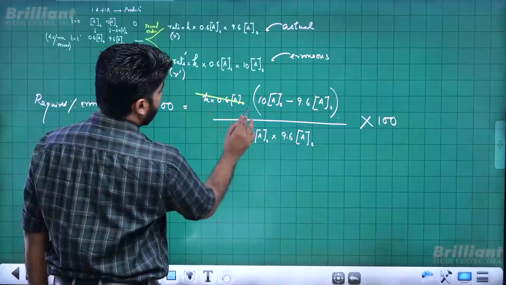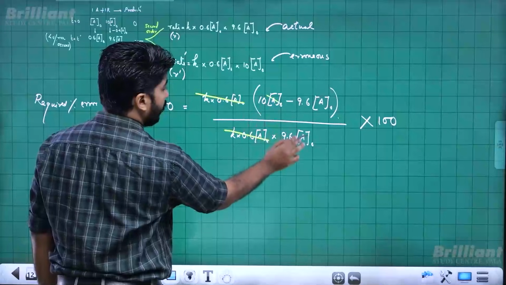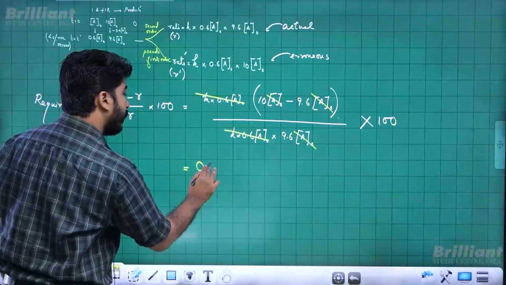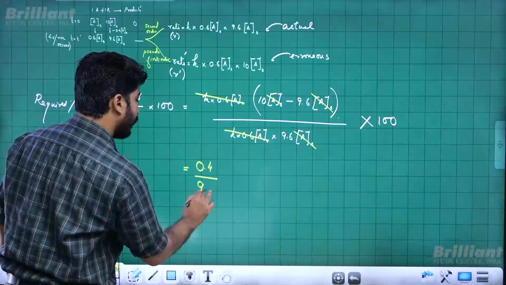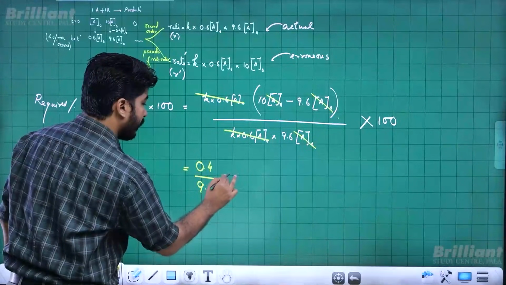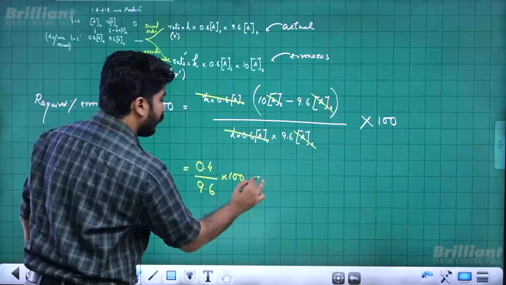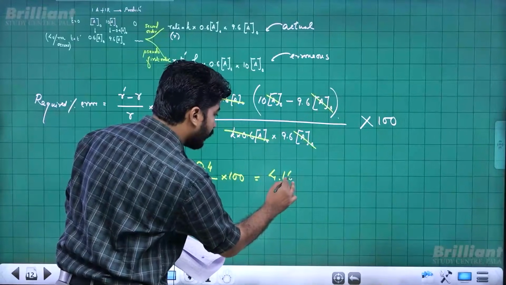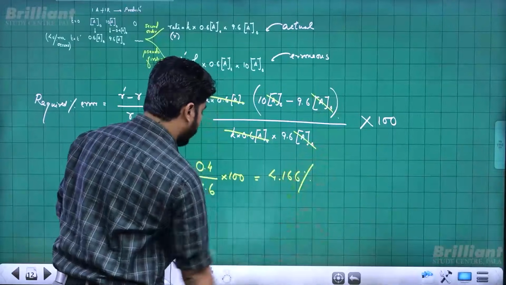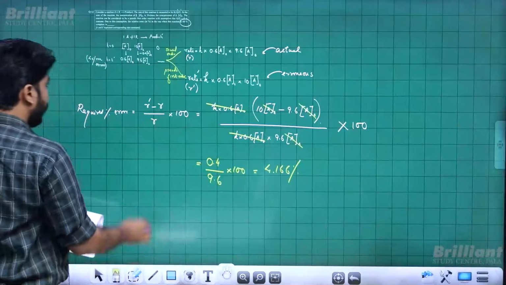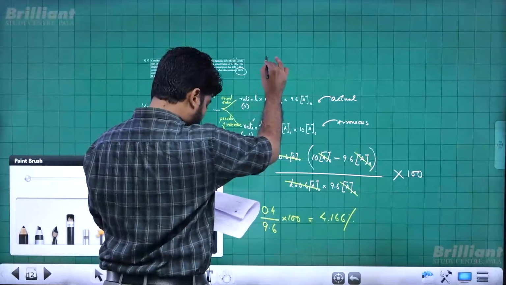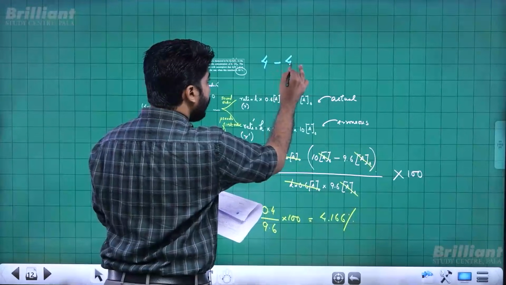You can see that all the A naught will get cancelled out, and we are remaining with 0.4 and 9.6 in the denominator. So on solving this expression exactly, we are getting 4.166%, and IITK has given the answer in the range 4 to 4.25.